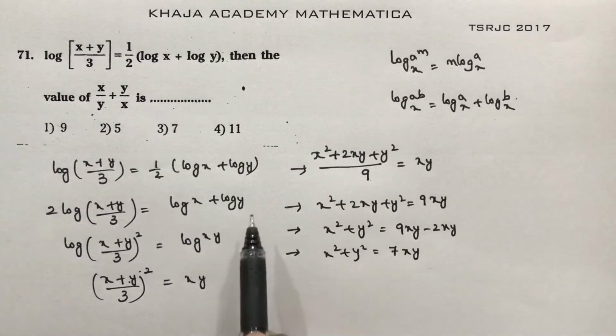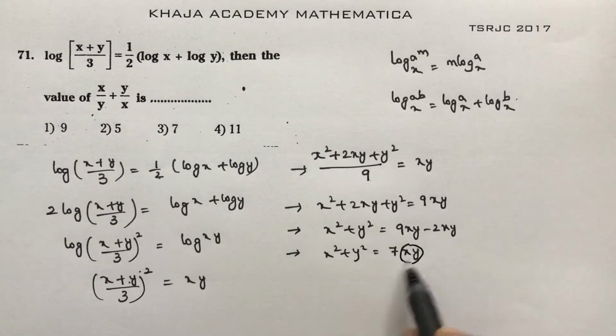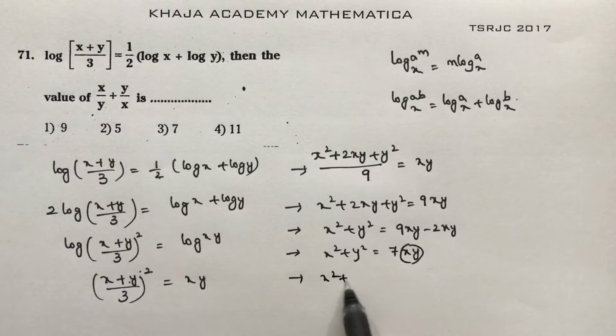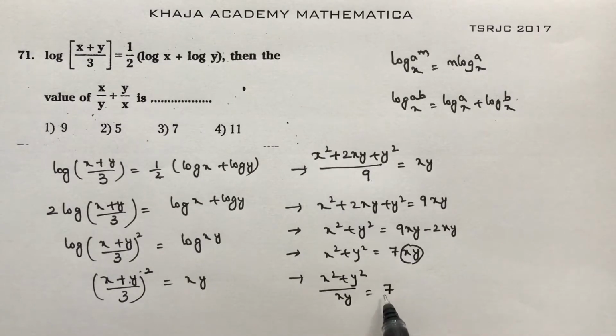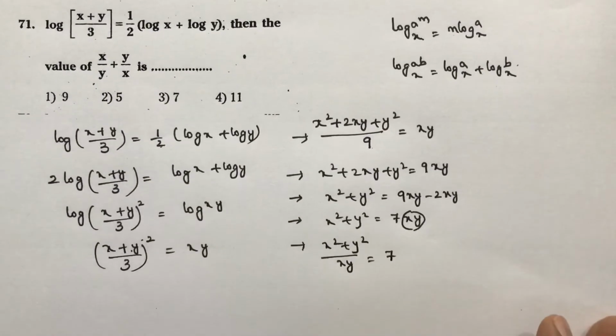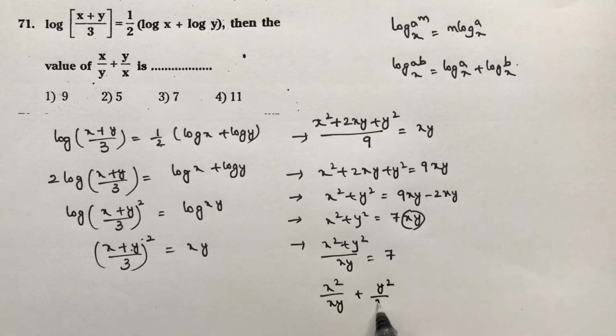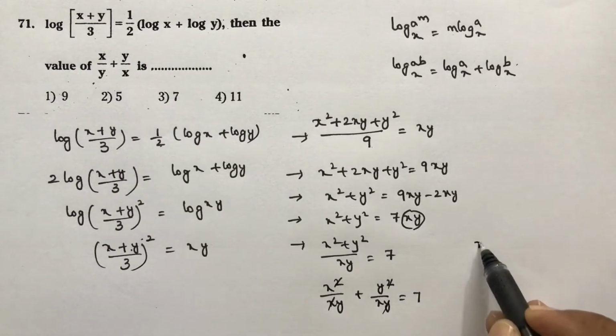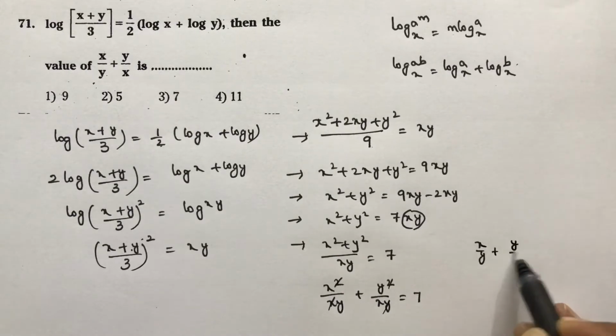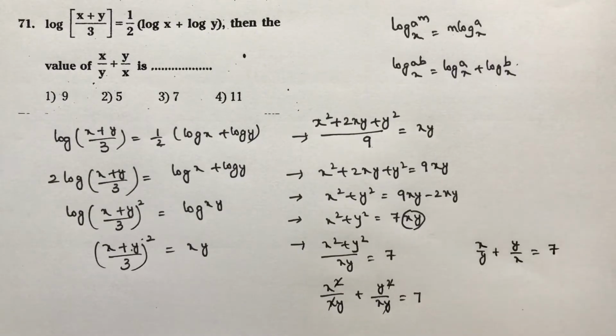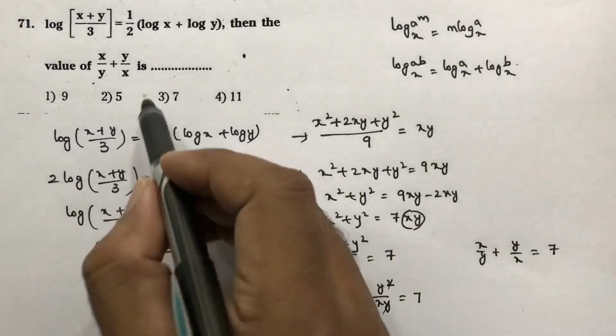Now we need to find x/y + y/x. This xy you can bring here, like (x square + y square)/xy equals 7. And if we split these terms, x square/xy plus y square/xy equals 7. One x and x cancel, one y and y cancel. So what is left? x/y plus y/x, and the answer is 7. So the correct option is 3.